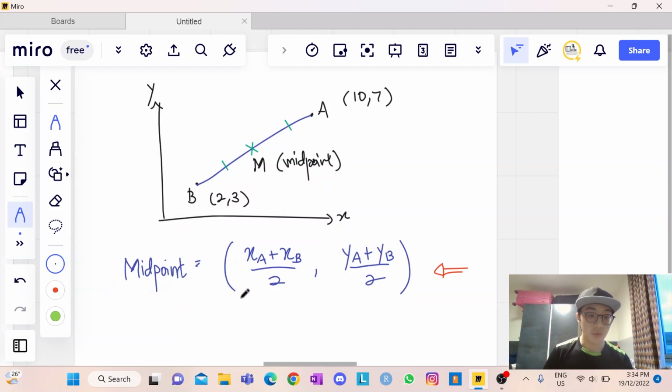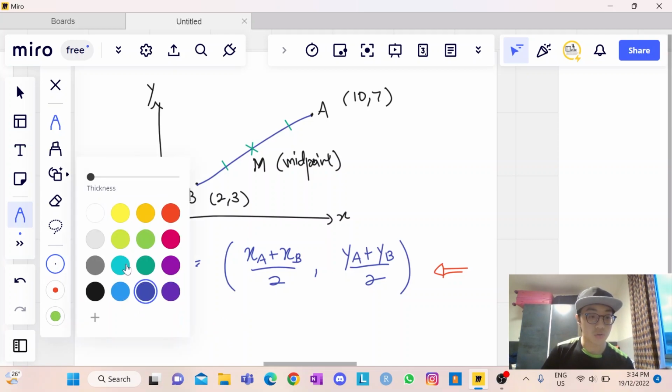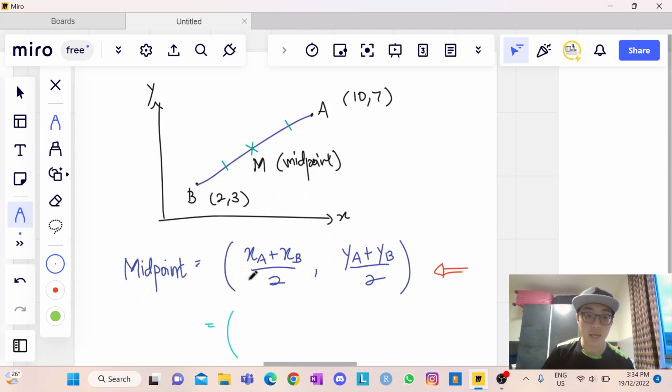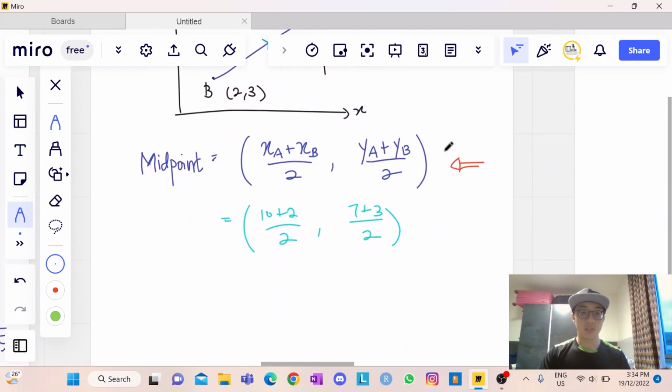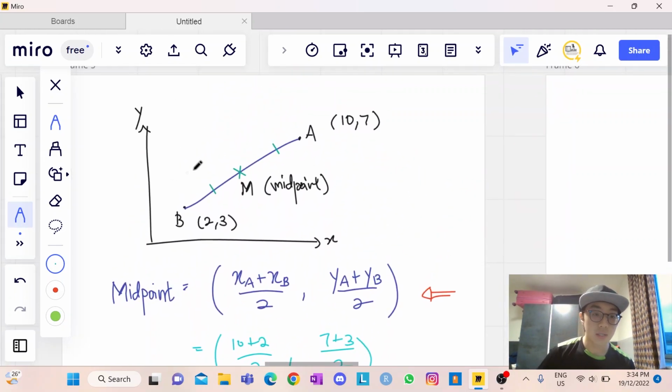Okay, this will be equals to xa is 10 and xb is 2, divided by 2. Ya is 7, yb is 3, divided by 2. So in this simple mathematics, we will get 6 and 5, which means this M right here is 6 and 5.